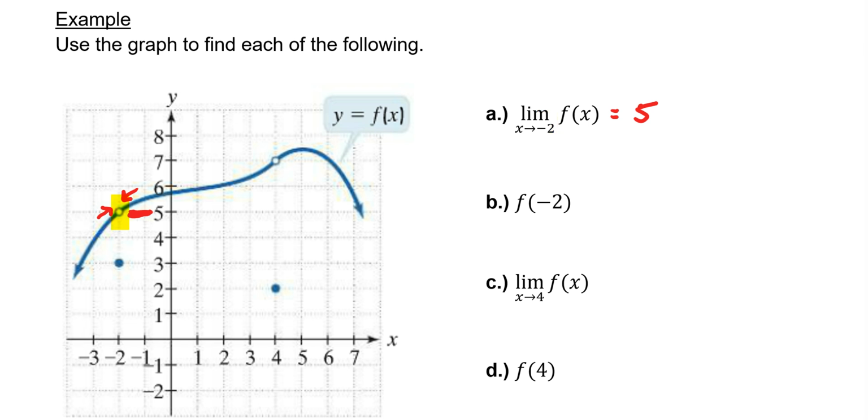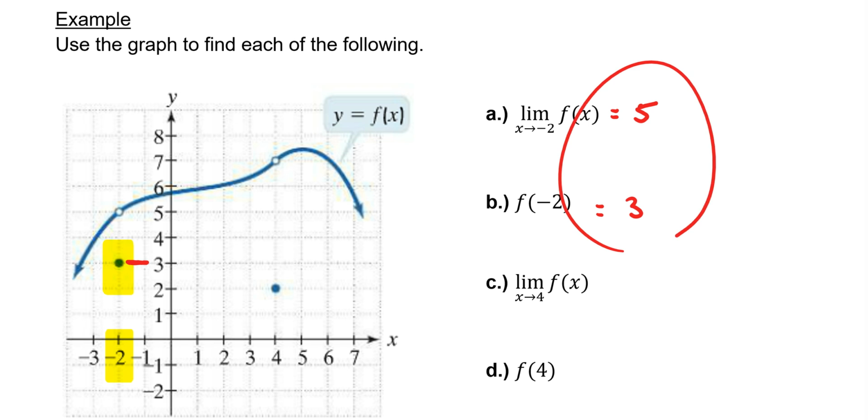All right, next one. This is a question that we could have done a while ago, hopefully. f of negative 2. That's just finding the y value. f of negative 2, there's a filled in circle right up here. So f of negative 2 is the y value for the filled in circle, which is 3. So f of negative 2 is 3. Notice that these are not the same.